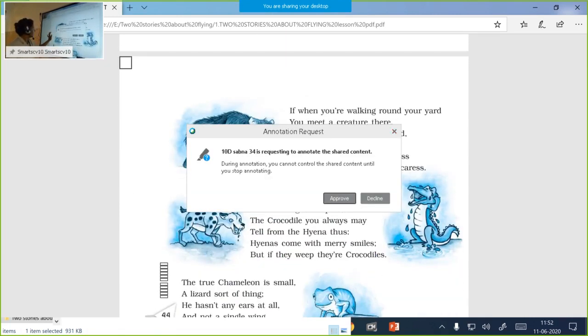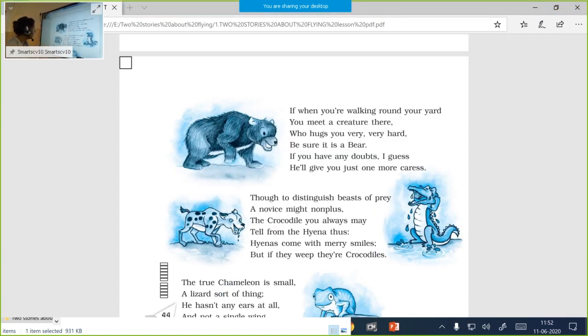And the fourth one is about a bear. If when you are walking round your yard, you meet a creature there who hugs you very, very hard, be sure it is a bear. If you have any doubts, I guess he will give you just one more caress.